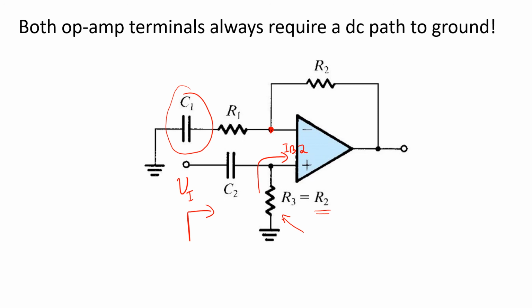And so the input resistance seen here at AC frequencies would be equal to R3, which is a finite value, and that sort of negates one of the main benefits of the non-inverting configuration, which was that it has a very high, ideally infinite input resistance.